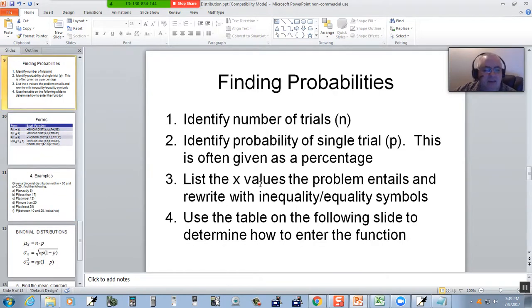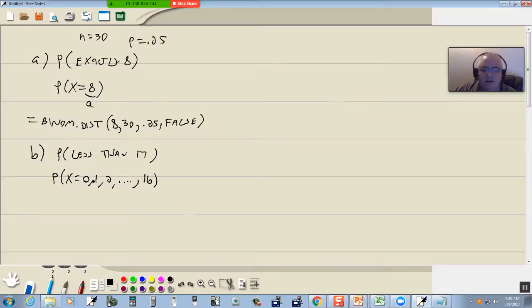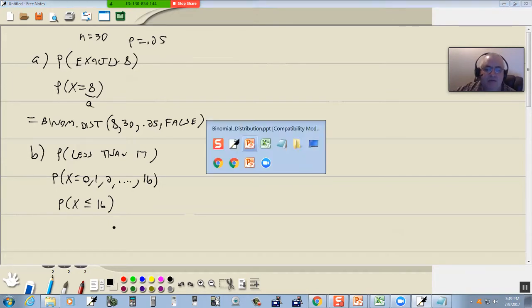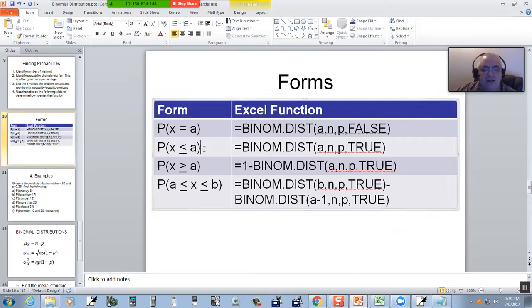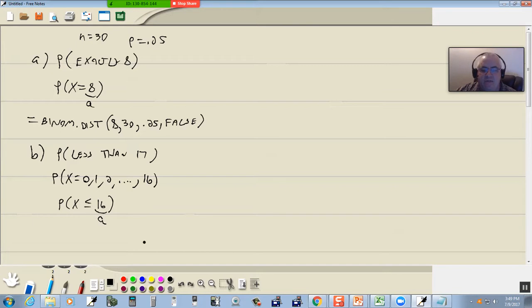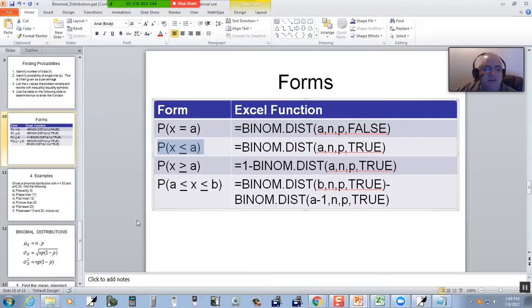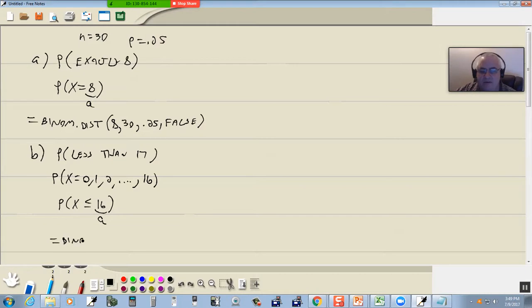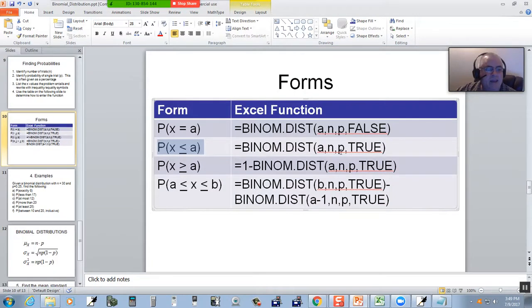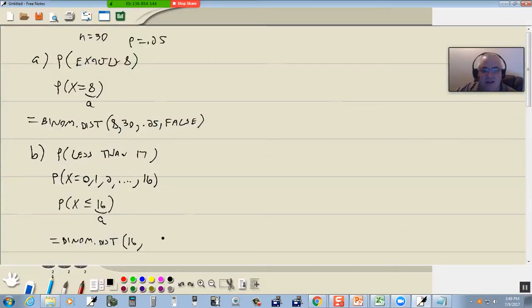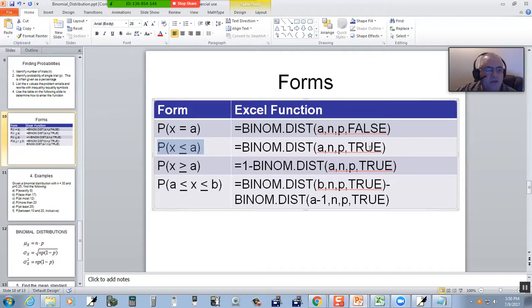Now we want to rewrite that with inequality symbols. 0 to 16 would be the probability that x is less than or equal to 16. Well, if we go to look at our table then, here's the less than or equal to case. So 16 is going to be our a. And this formula says we're going to do equals binom dist, a, n, p, so a, which is 16, n, which is 30, p, which is 0.25, and I think it's true. Okay, true.